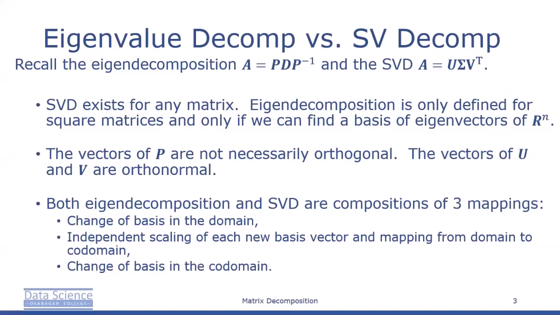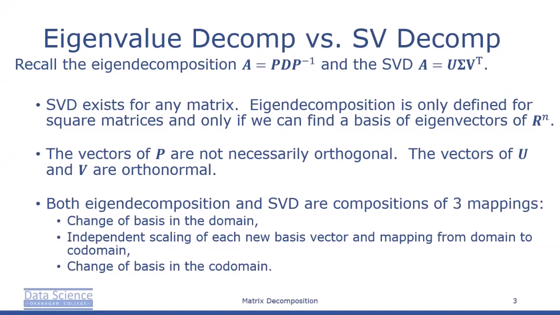Eigendecomposition A equals PDP inverse, and the singular value decomposition of A, which is U sigma V transpose, and review all of the core elements. The singular value decomposition always exists for any matrix, even ones that are not square. The eigendecomposition is only defined for square matrices and only exists if we can find a basis of eigenvectors for the n-dimensional space.